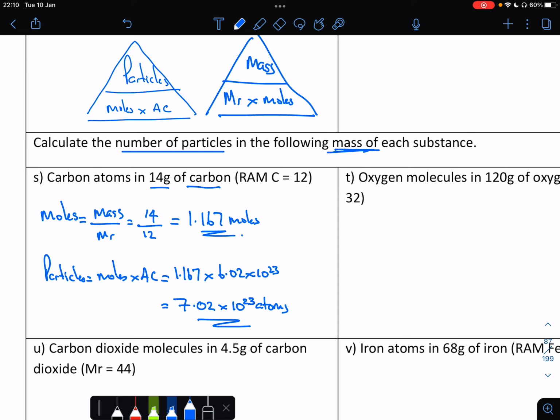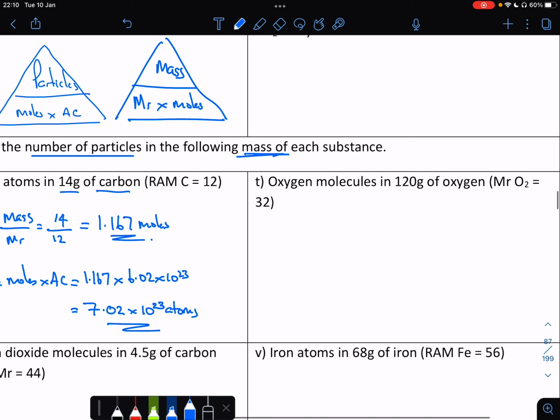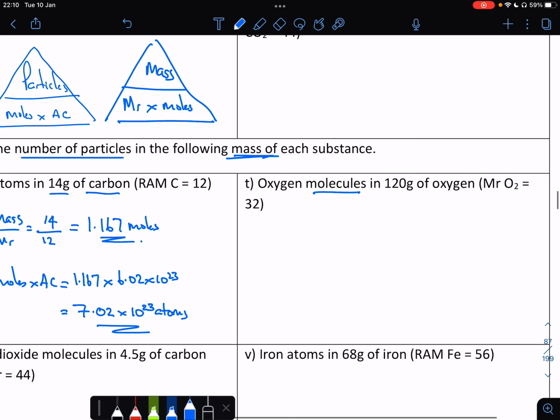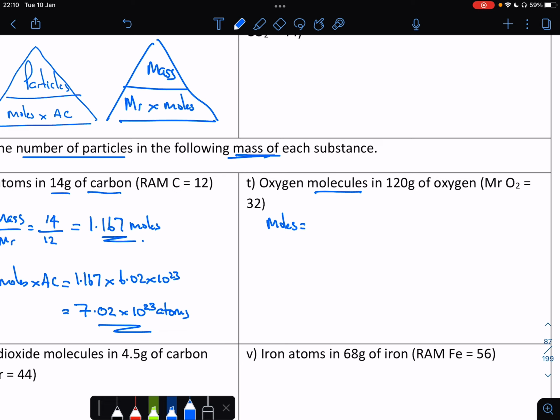So let's calculate the atoms. Okay. We can do something similar on this side. Here now we're talking about molecules, but they're still particles, so we still do the same process. So our first job is to convert that into moles. So moles is going to be the mass divided by the Mr. So the mass is 120. The Mr for oxygen is 32. And plug that into your calculator, and you get 3.75 moles.